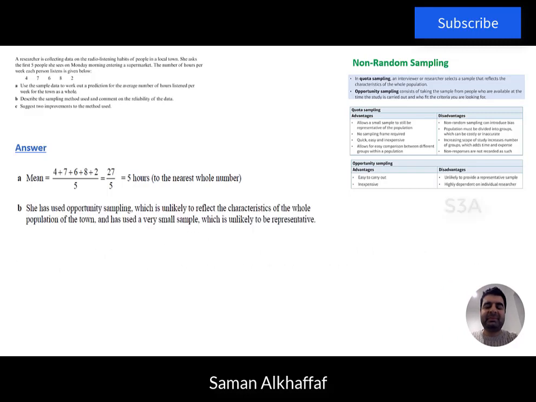For part B, we are asked to describe the sampling method used and comment on the reliability of the data. So the researcher uses opportunity sampling, which is unlikely to reflect the characteristics of the whole population of the town, and has used a very small sample, which is unlikely to be representative. For part C, suggest 2 improvements to the method used. So in this scenario, increase the number of people asked, ask people at different times and/or in different locations, and this will be our answer for this question.